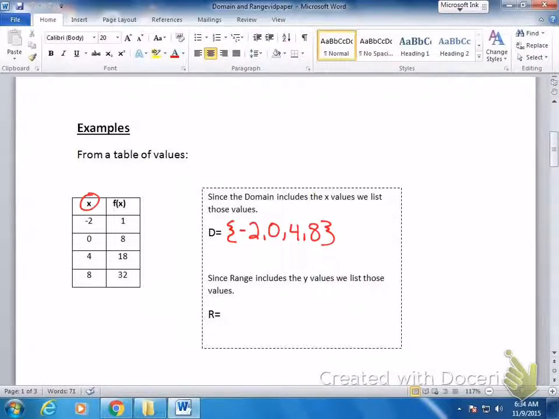The range includes all the y values. Remember, f of x is the same as y. So I'm going to just list those values. So I have R equals, open my curly brace. I have 1, 8, 18, and 32. So if you see a table and they're asking for domain and range, you should be really happy because that should not be too rough. Let's look at some graphs.